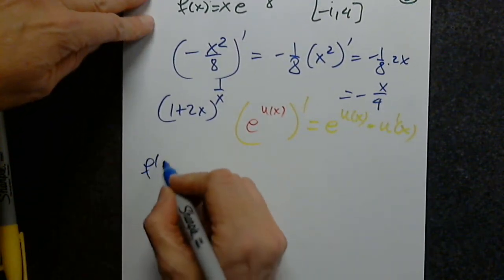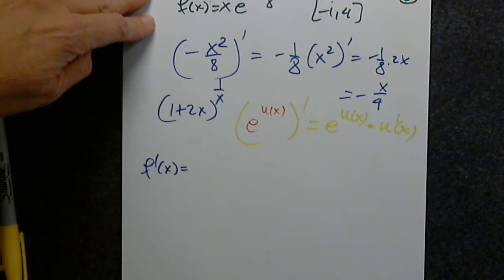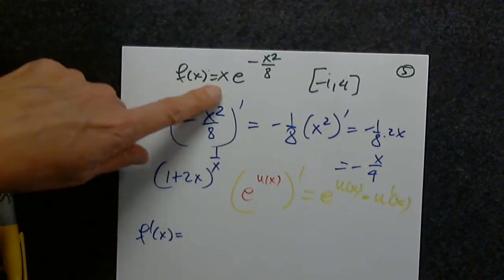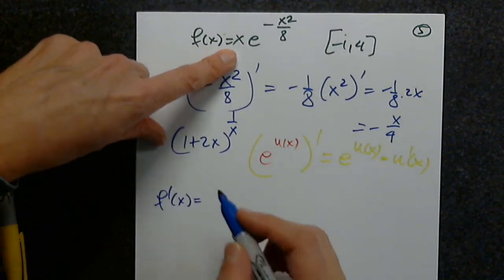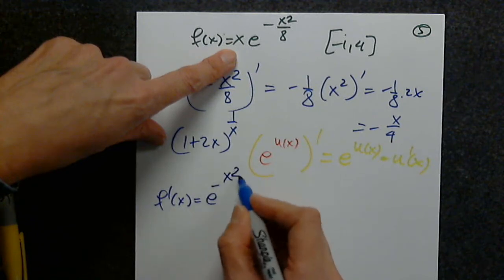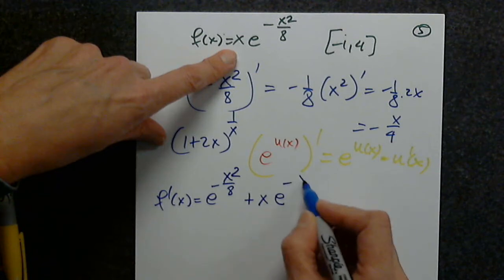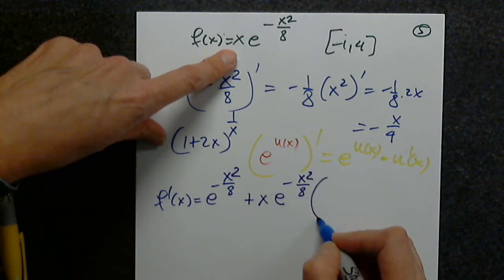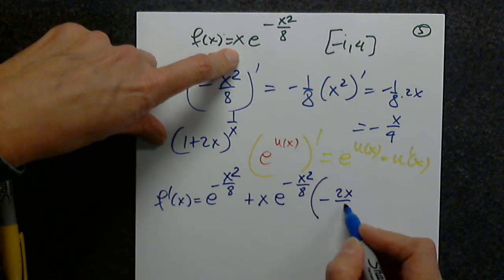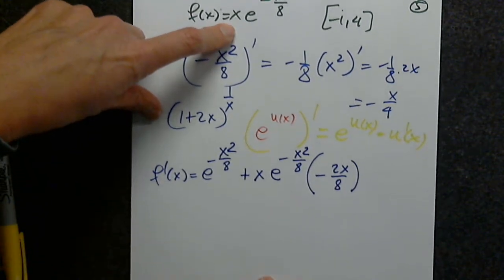So let's work on f prime of x together. The first function prime is 1 times e to negative x squared over 8, and then plus x times e to negative x squared over 8 multiplied by negative 2x over 8, which is the inner function prime.